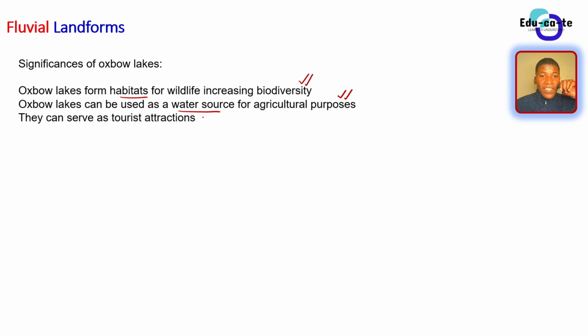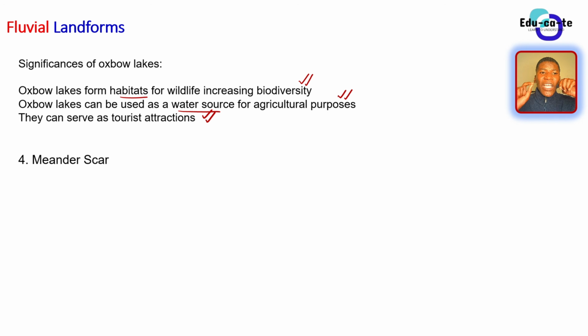They also serve as tourist attractions because they are beautiful, they're aesthetically pleasing. So many people can visit so that they can just take pictures of oxbow lakes. And of course, there is an economic advantage. It can increase the gross domestic product of the country.